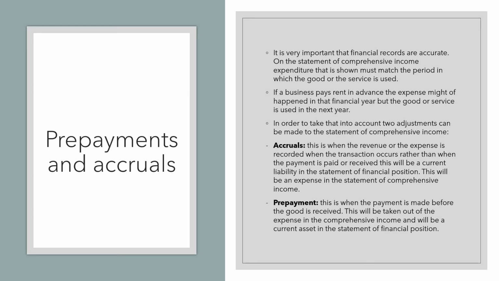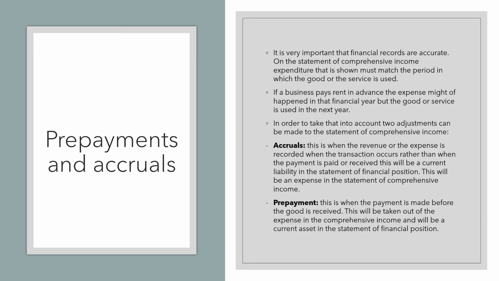Prepayments and accruals. It is very important the financial records are accurate. On the statement of comprehensive income, expenditure that is shown must match the period in which the good or service is used. So if a business were to pay rent in advance, the expense might have happened in that year, but the good or service will not be used until the next year. So in order to take that into account, two adjustments must be made to the statement of comprehensive income.